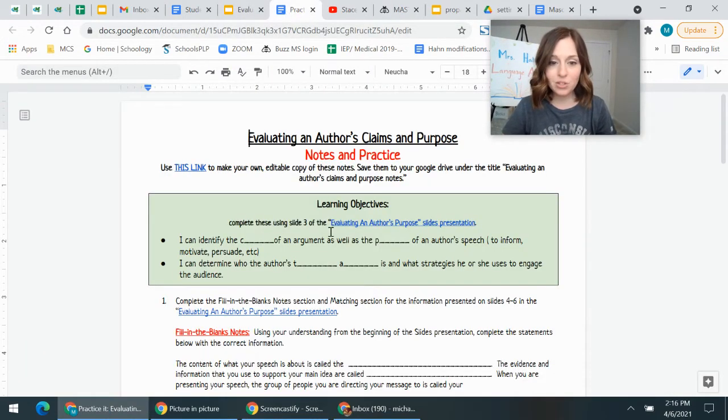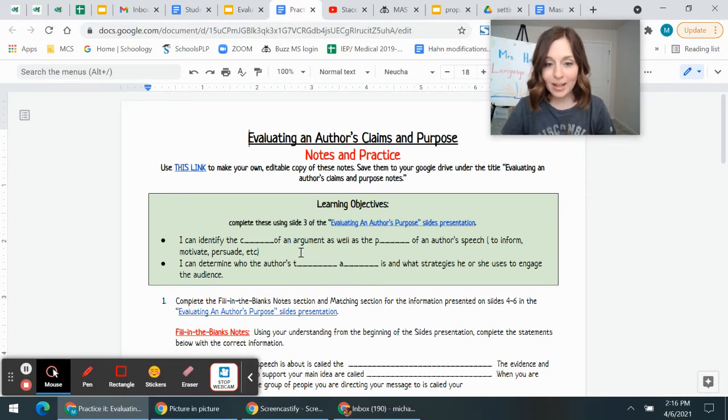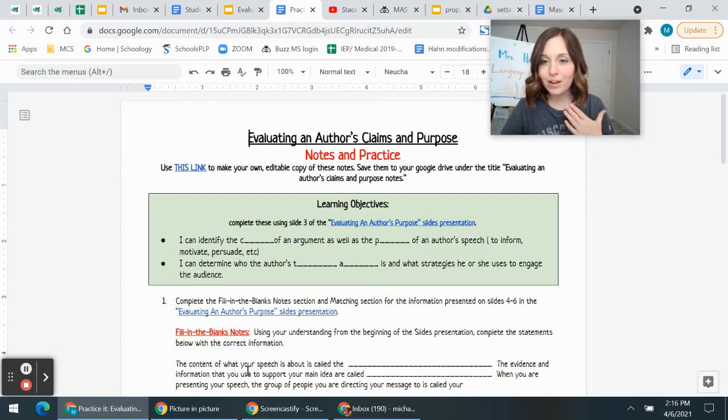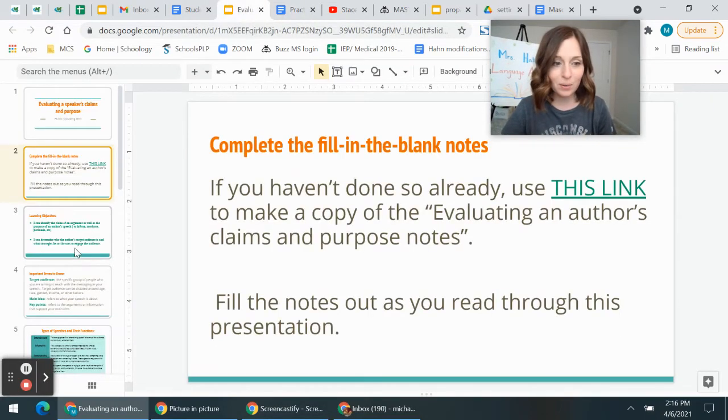So you're going to have these notes, and as I go through the lesson, I want you to stop and fill in the notes and keep a record of not only the important things you need to know for the quiz, but also keep a record of the things that we're learning and do your best to see if you can identify the claim and the purpose. All right, let's get started with our lesson.